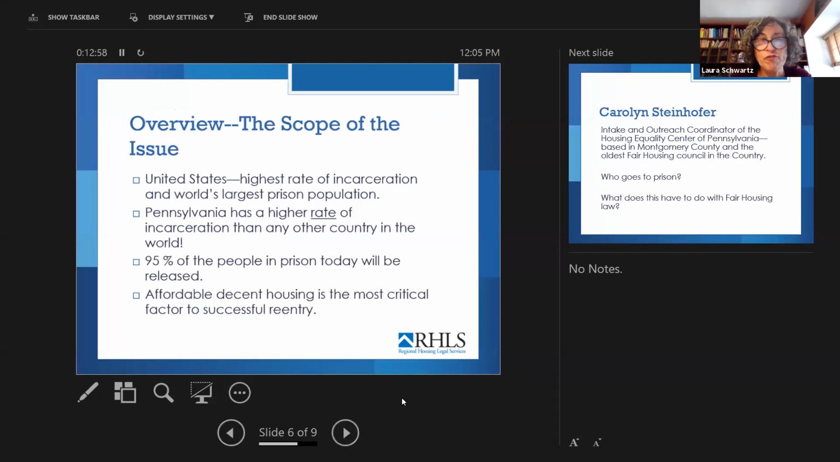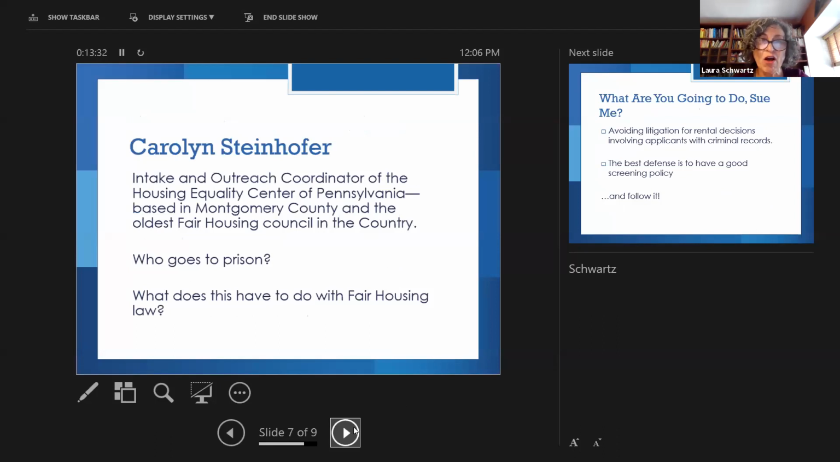First, you are going to hear an overview about the scope of the problem in the United States. We have the highest rate of incarceration and the world's largest prison population. In fact, Pennsylvania, if it were its own country, would have a higher rate of incarceration than any other country in the world. At the same time, 95% of the people in prison today will be released. Finding affordable, decent housing is going to be, and is, the most critical factor to their successful reentry. So first you're going to hear from Carolyn Steinhofer. Carolyn is an intake and outreach coordinator of the Housing Equality Center of Pennsylvania, which is based in Montgomery County here near Philadelphia, and is the oldest fair housing council in the country. She is going to talk about who goes to prison and what any of this has to do with fair housing law.